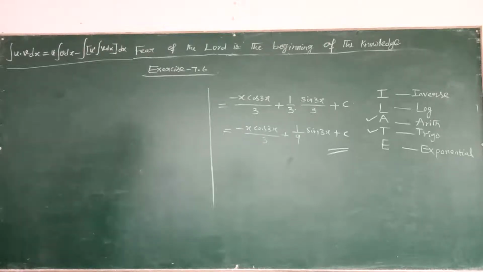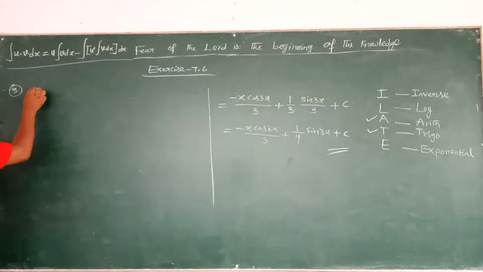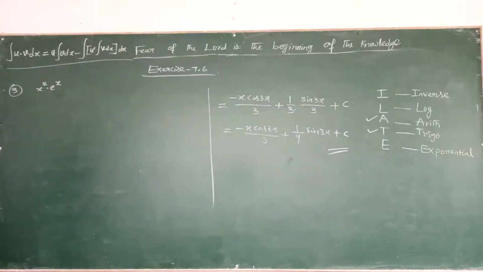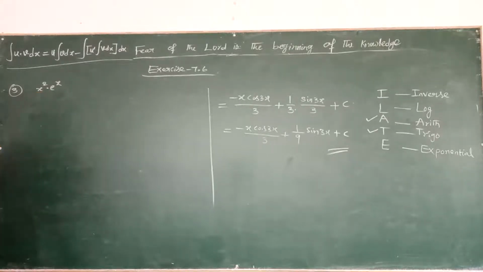So now third question we'll go for. The third one is x square into e power x. This is given, and in this you need to find out which is our u and which is our v. This is exponential form, and this is x square, which is arithmetic. So this is arithmetic and this is exponential. Such times what we need to do is take the first one as u and the second one as v. Very simple. Use ILATE and then get the answer. Let me solve now so that you can understand.